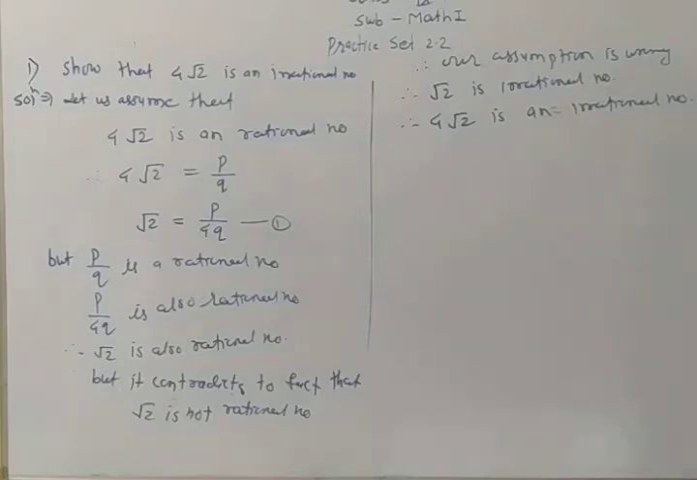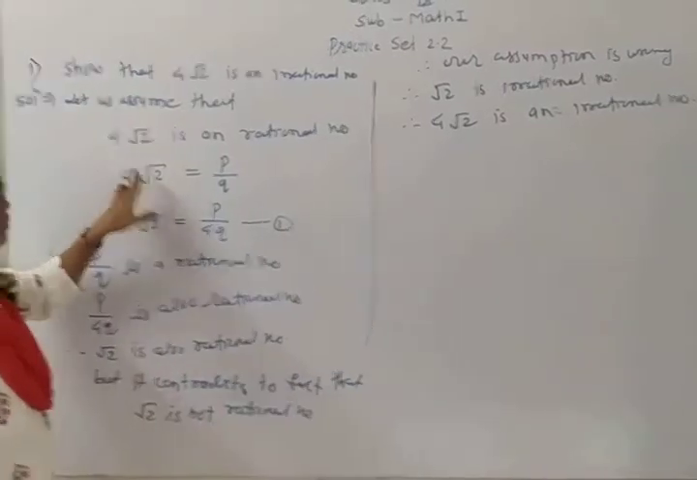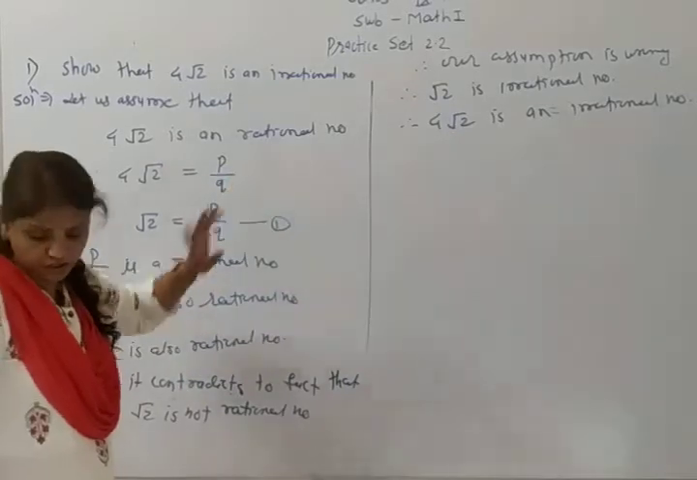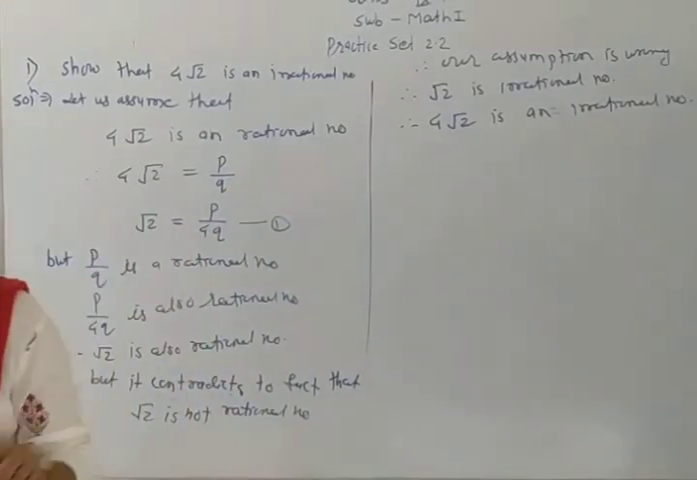Prove that 3 plus root 5 is an irrational number. The method is the same. Okay, so 3 plus root 5 equal to p by q. Then root 5 equal to p by q minus 3. So you solve it, you can try.